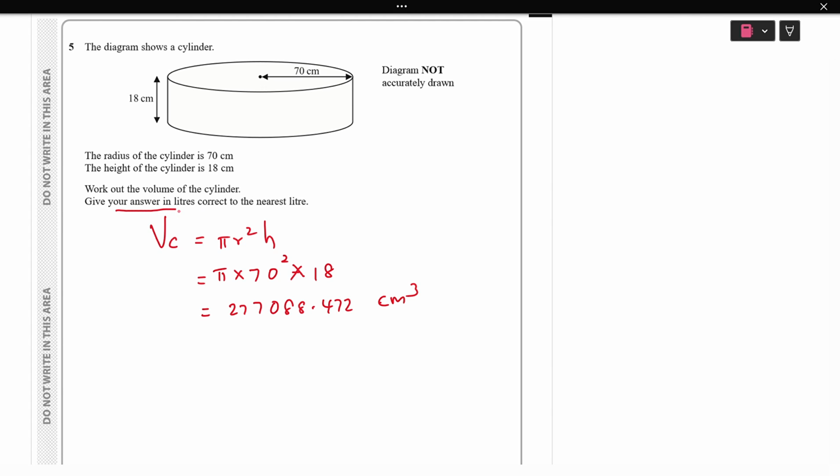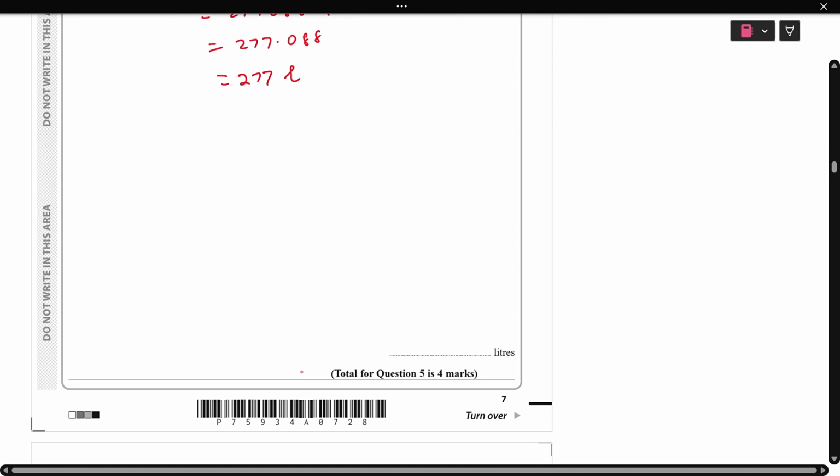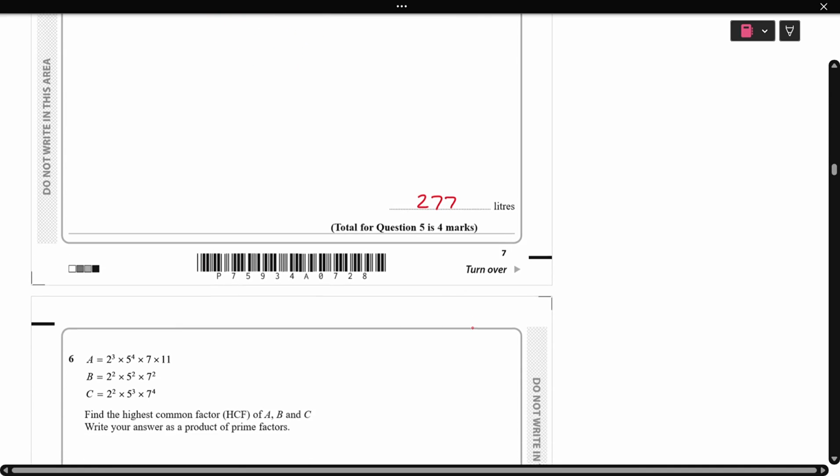Next we need to change the answer. Give your answer in liters, correct to the nearest liter. Centimeter cube: 1 centimeter cube equals 1 by 1000 liters. So when we divide by 1000, we'll get 277.088. When we round to the nearest, it is 277 liters. The correct answer is 277 liters.